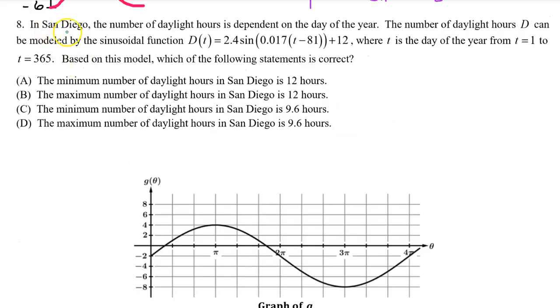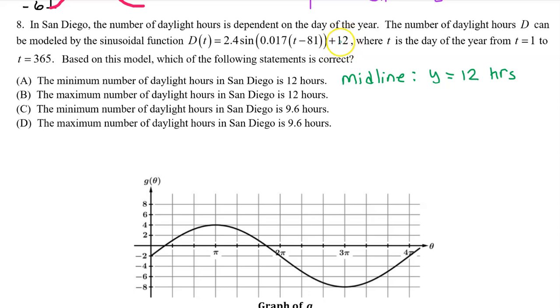Number 8. In San Diego, the number of daylight hours is dependent on the day of the year. The number of daylight hours, D, can be modeled by the sinusoidal function d of t, which equals 2.4 times the sine of 0.017 times (t minus 81), plus 12, where t is the day of the year from t equals 1 to t equals 365. Based on this model, which of the following statements is correct?